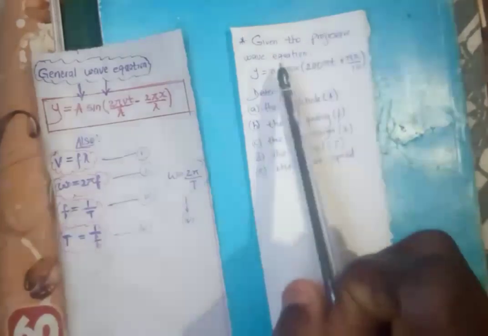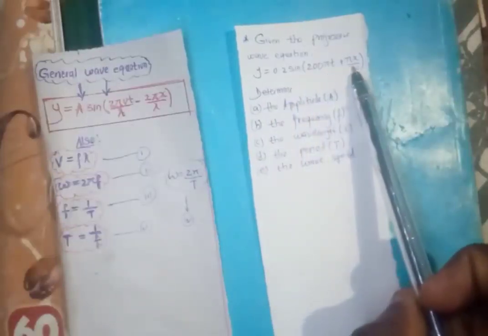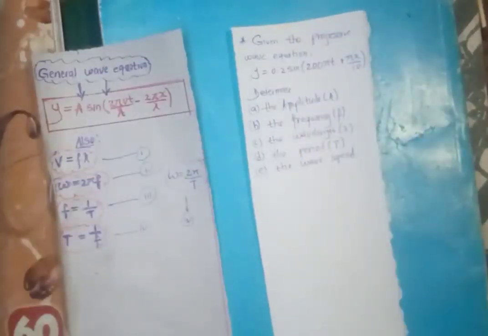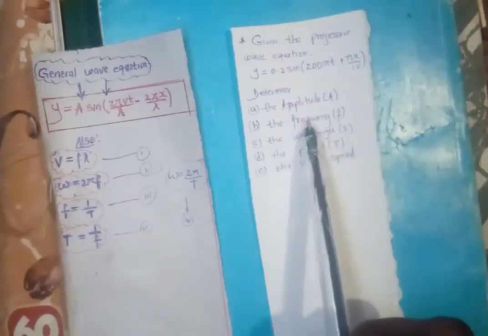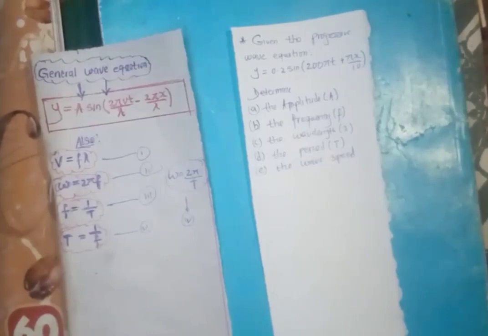Today we are going to solve a problem in physics, and the topic is waves. As seen on your screen, given the progressive wave equation y = 0.2 sin(200πt + πx/10), we are asked to determine the amplitude, the frequency, the wavelength, the period, and the wave speed. Now, before we solve this problem, here are some formulas you have to have in mind.